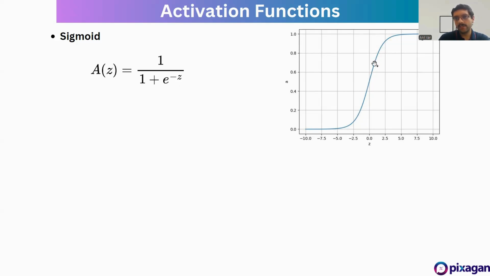It increases until at 0 it's 0.5. E to the power of minus 0 is 1, 1 plus 1 is 2, and 1 divided by 2 is 0.5. As Z becomes larger and larger, it converges to 1 and plateaus there. So it's basically squishing a large Z, very negative or very positive, to be between 0 and 1.